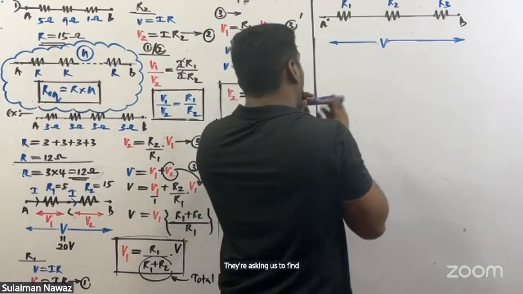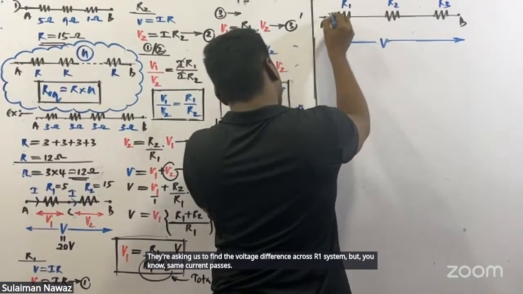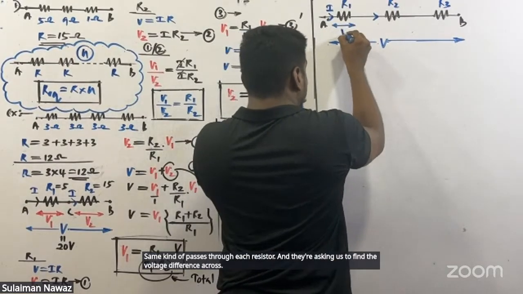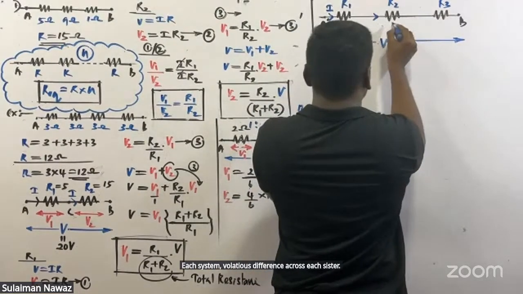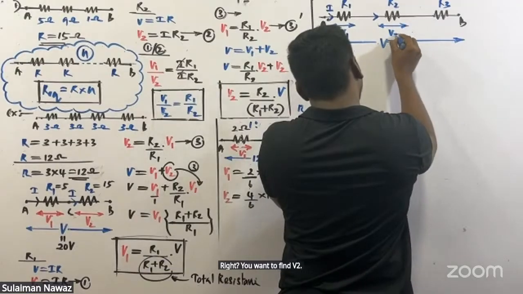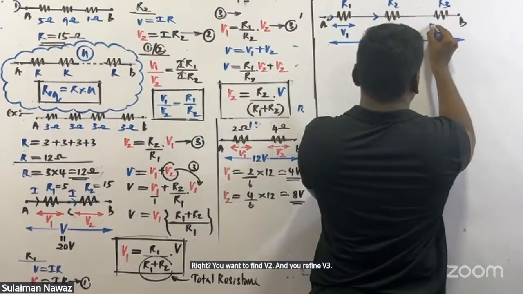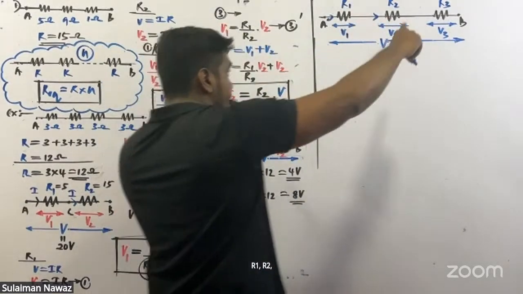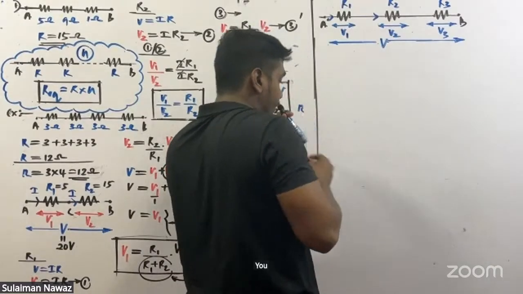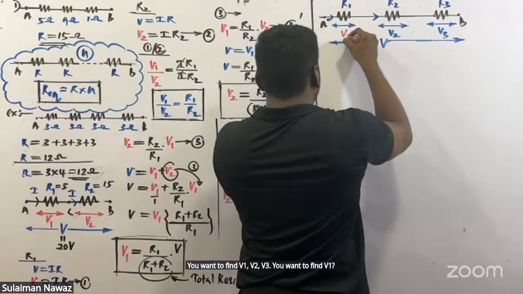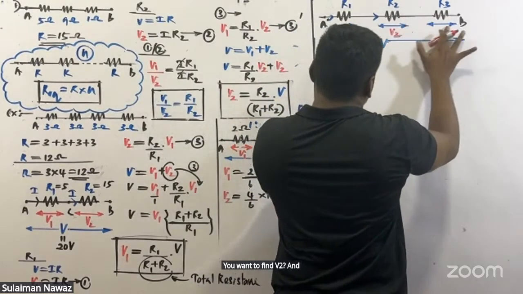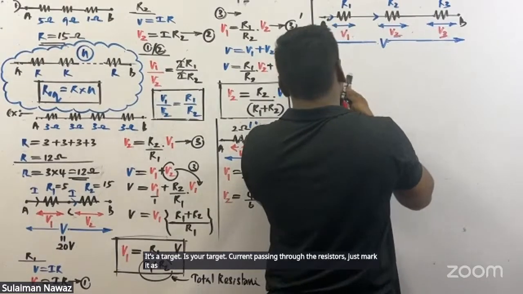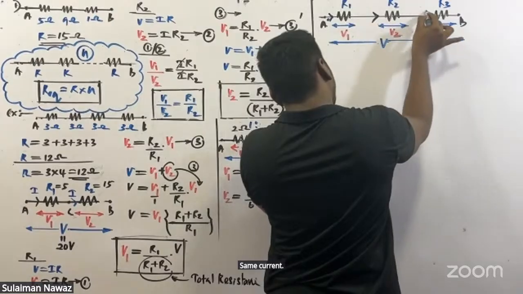They're asking us to find the voltage difference across each resistor, but the same current passes through each resistor. You want to find V1, V2, and then V3. In the given data, R1, R2, R3 and capital V are given. You want to find V1, V2, V3. That is your target. The current passing through the resistors, just mark it as I, the same current I.